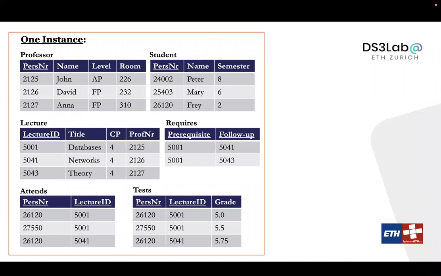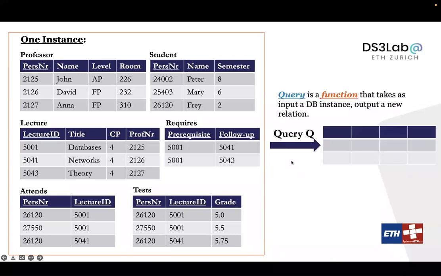So here is one database instance, containing a whole bunch of relations. Each relation contains a whole bunch of facts that you're assuming are true in this universe, right? And then, given those, the process we use to extract insight from it is to take as input this database instance and output a new relation. And we call such a function a query, right?